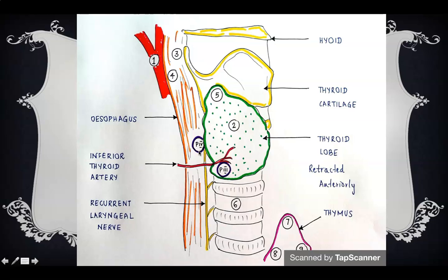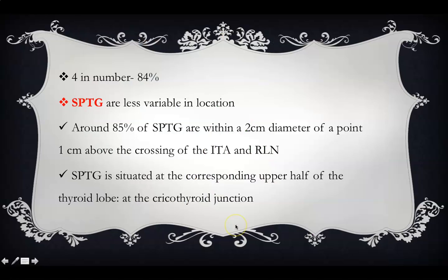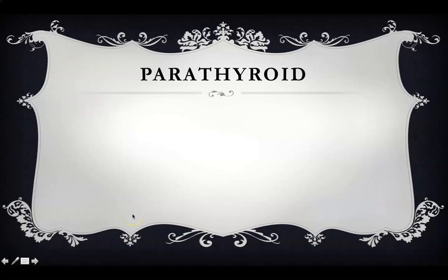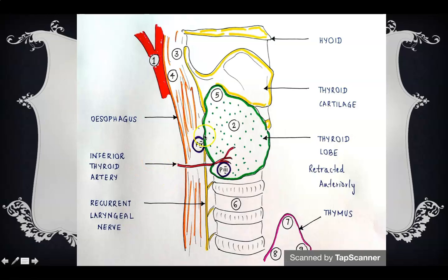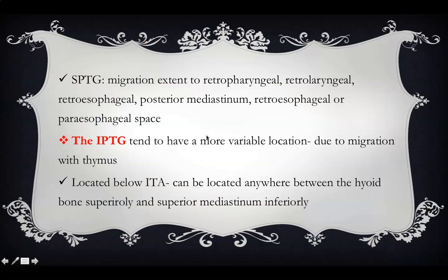Okay, but this is not important for you people. Just remember the location: in 85%, most of the time, the superior parathyroid gland is within a 2 centimeter diameter of a point 1 centimeter above the crossing of the inferior thyroid artery and recurrent laryngeal nerve, and it is situated at the crossing of the upper half of the thyroid lobe at the cricothyroid junction. So that is also the landmark, that it is present in the upper lobe at the junction of the cricoid and thyroid gland. Okay, so here, somewhere here.